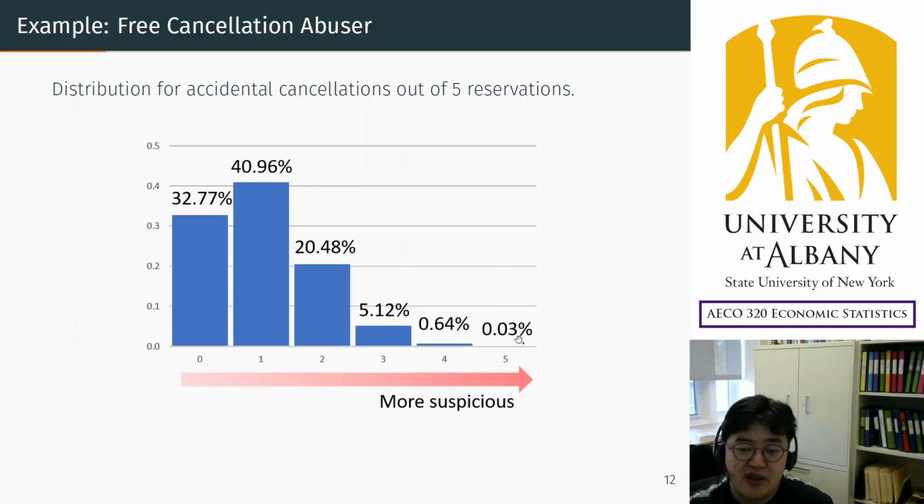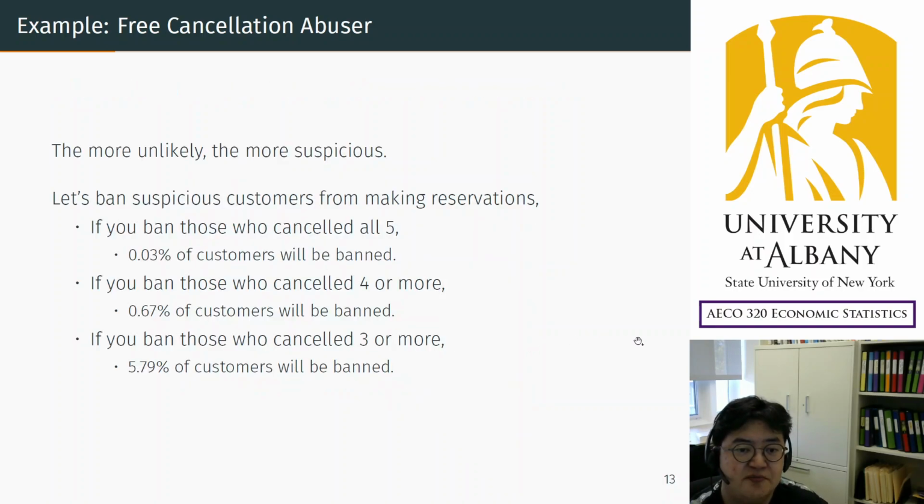So then what I'm going to assume is, definitely the more a customer cancels the reservations, the more suspicious, the more likely the customer is an abuser, right? So based on that idea, if we are going to ban customers, we are going to ban this group first, and then this group, and then this group. So we are going to start to ban customers from the most suspicious group. Okay?